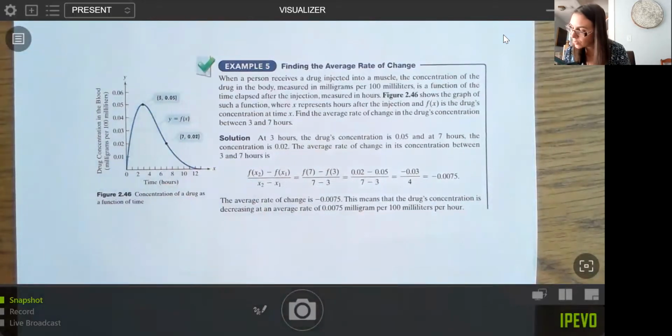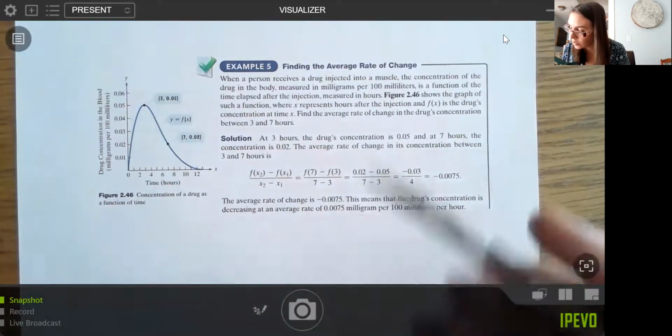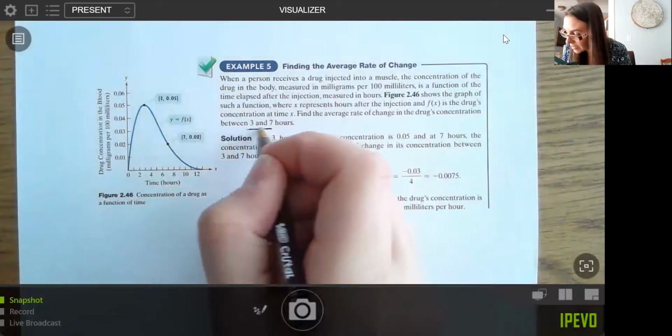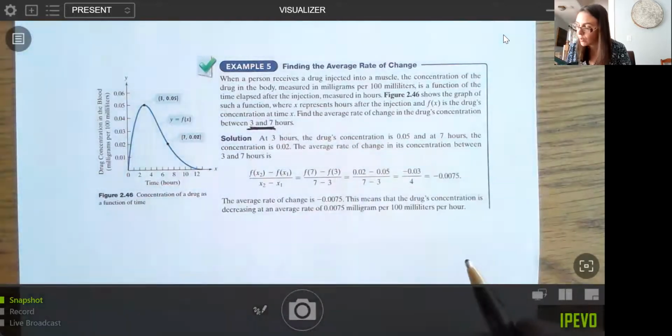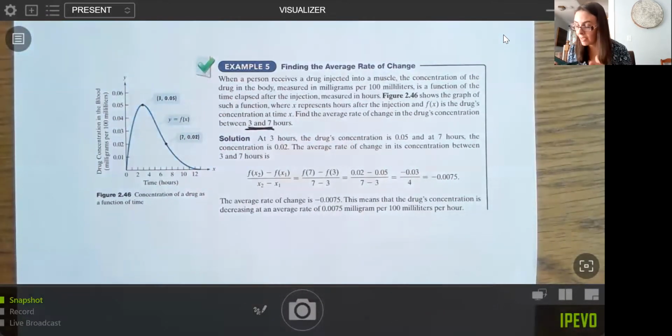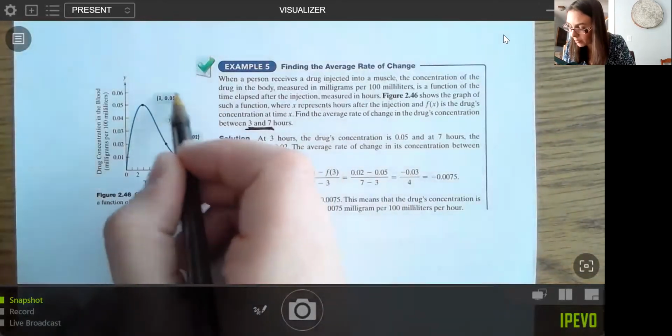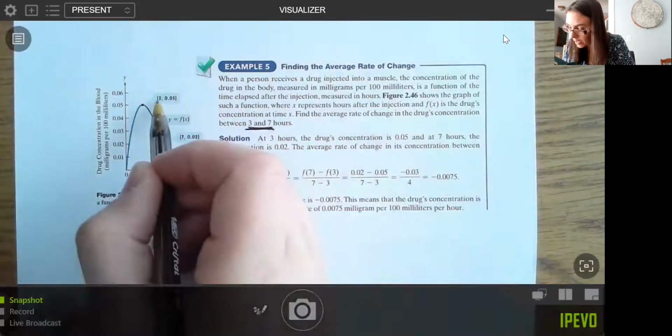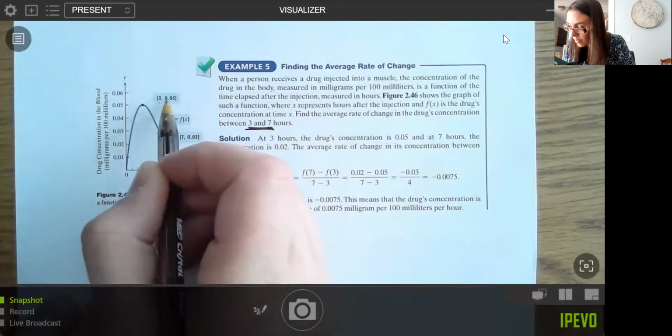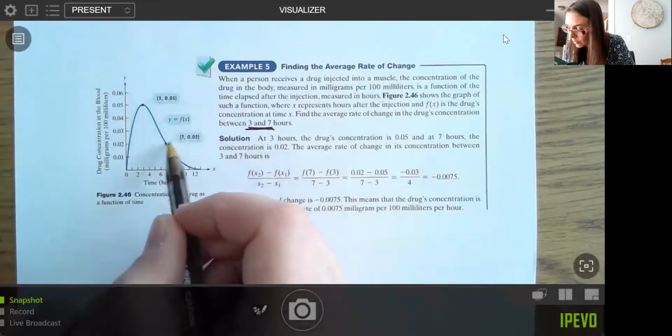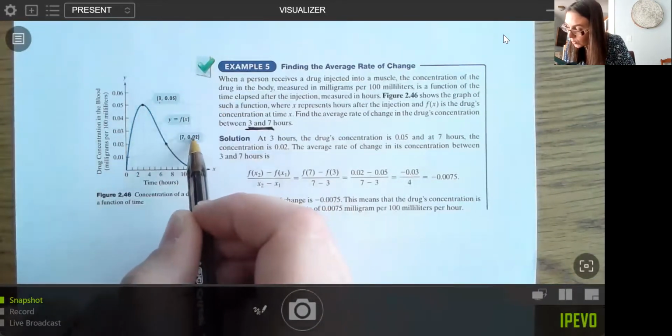The figure shows the graph of such a function, where x represents hours after injection and f(x) is the drug's concentration at time x. We want to find the average rate of change in the drug's concentration between 3 and 7 hours. Average rate of change, again, just think about slope. You have those points already there, which is kind of nice. Here's the 3, and the concentration level is 0.05. And then here's at 7 hours, and the concentration level is 0.02.